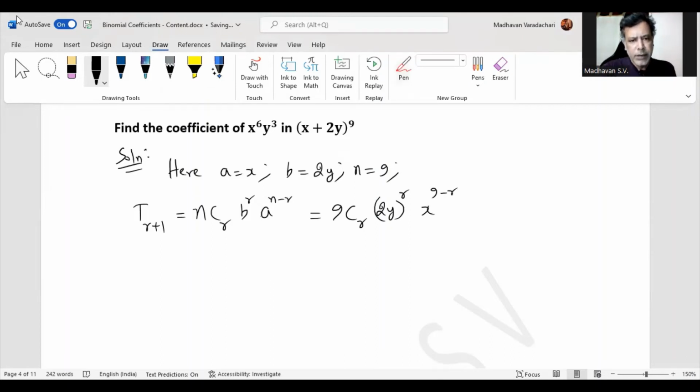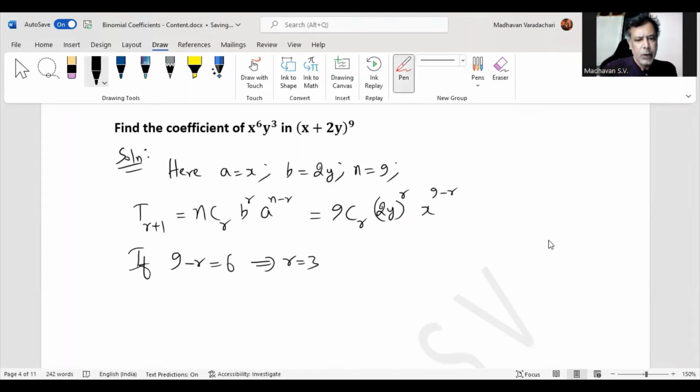So since we need x power 6, and if I put n minus r, if 9 minus r equals 6, then our r will be 3. We can verify that here also, y cube. So we get x power 6, y power 3.